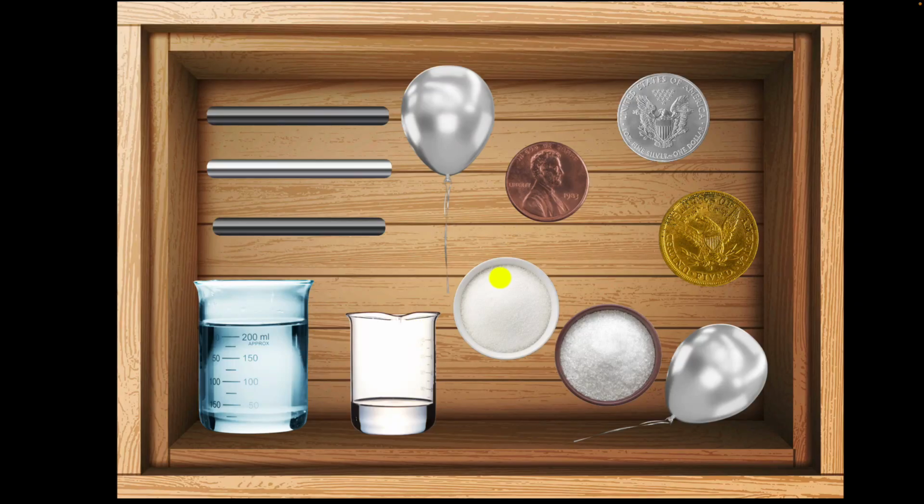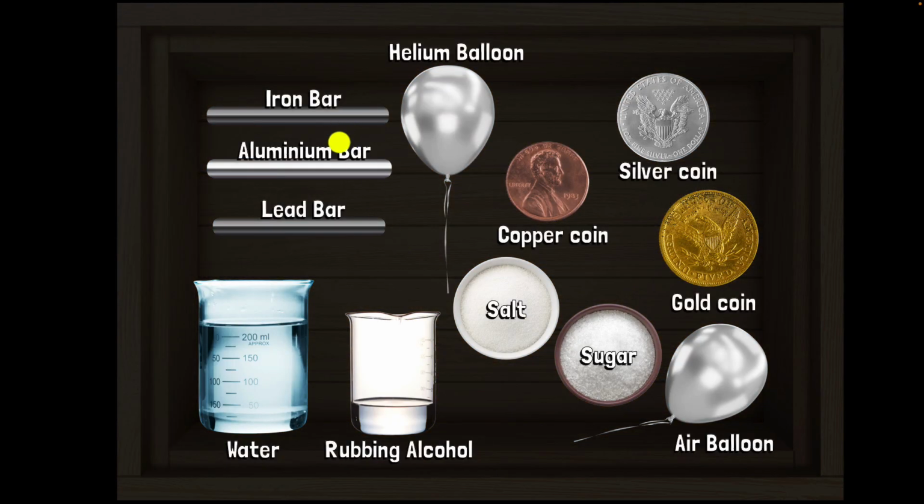You have a box of various things with you. Some metallic rods, some liquids, balloons, coins, and even salt and sugar. And you have a baby brother who doesn't know the names of any of these, let's say. Now your task is to instruct him to get particular things from the box. How would you do that? Think about it for a while.